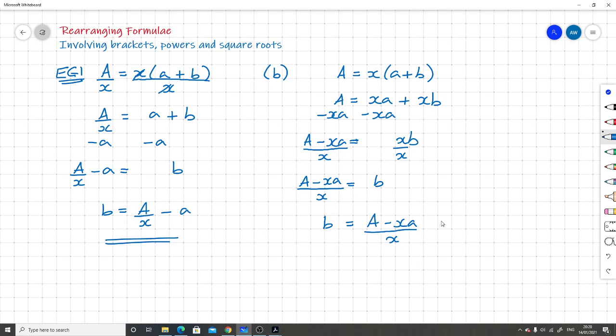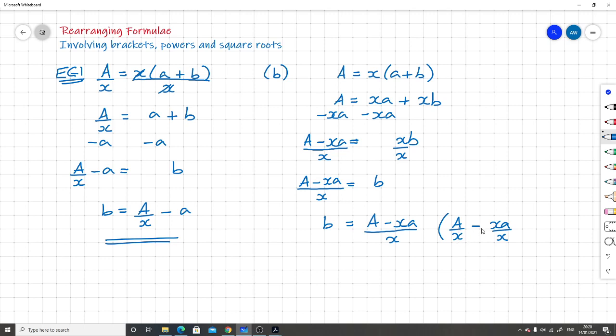We could split this up and just do it in brackets. This could be broken up into a over x take away xa over x. Remember, when you subtract fractions, if the denominators are the same, you just subtract the tops. And the same with adding fractions. If the denominators are the same, they need to be. If they were different, you'd need to make them the same. But they are the same, no?